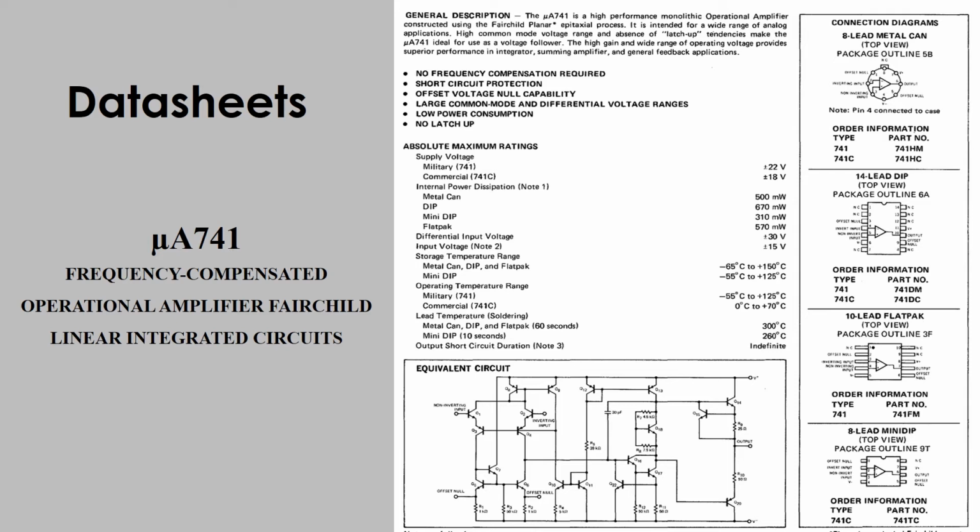For commercial 741C, it is 0 to 70 degrees centigrade. For soldering, it can be soldered at 300 degrees centigrade, and mini DIP at 260 degrees centigrade, for 10 seconds. The output short circuit duration is indefinite. Here the equivalent circuit of this IC is also given.